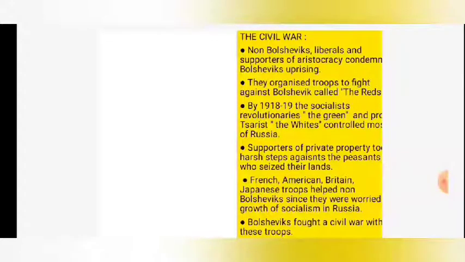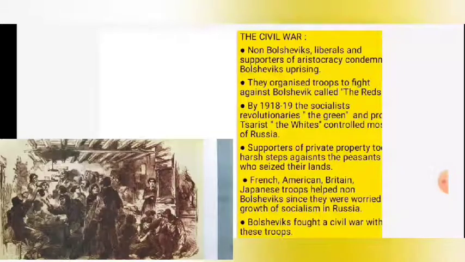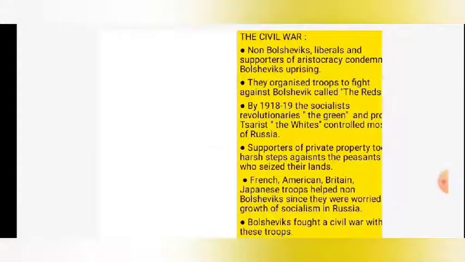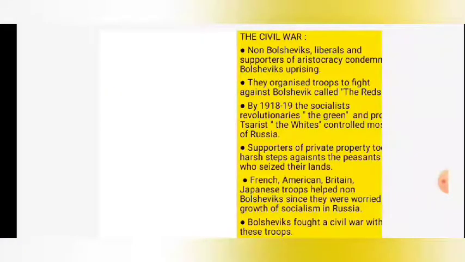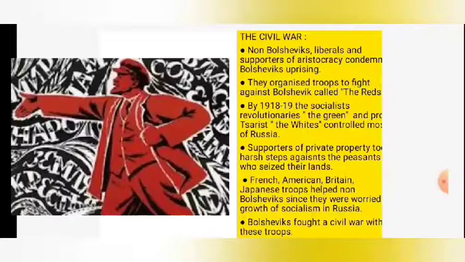Supporters of private property took harsh steps against the peasants who seized their lands. French, American, British and Japanese troops helped the non-Bolsheviks since they were worried about the growth of socialism in Russia. Bolsheviks fought a civil war with these troops. This became famous as the Civil War.